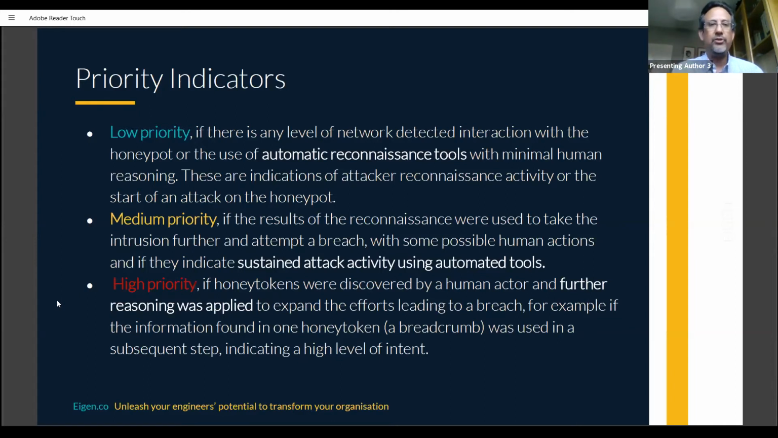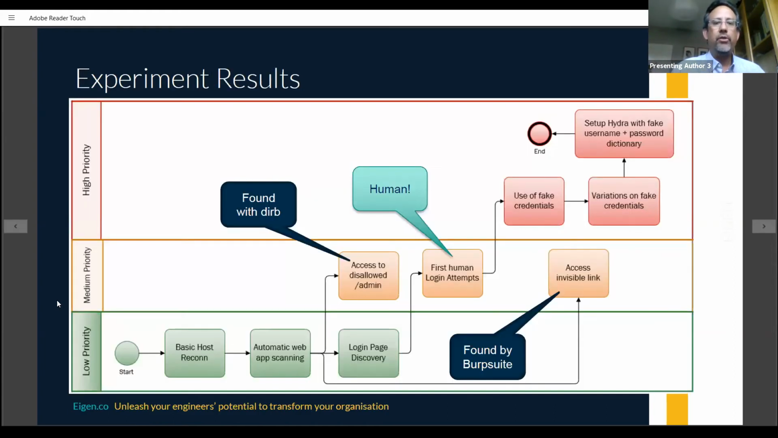A prior presentation actually explored this whole topic in a lot of detail, going from one honey token to another, etc. It's quite interesting. So these were the results of our experiment, shown as a state diagram. We start from the beginning with very low priority indicators, basically basic recon, as you would do when somebody's trying to attack you. Typical tools.